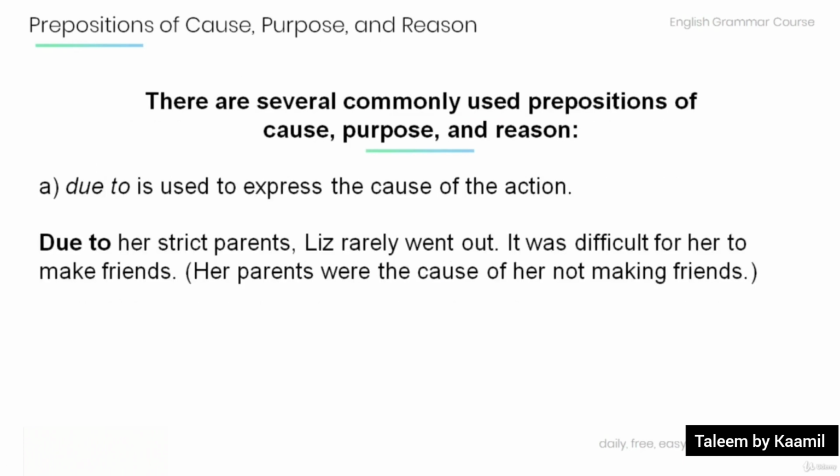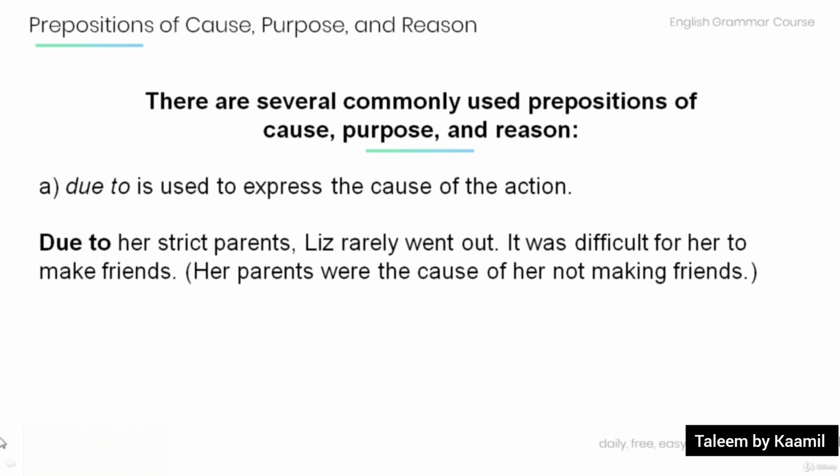Now there are several commonly used prepositions of cause, purpose, and reason. Now let's have a look at those uses. A. Due to. Now "due to" is used to express the cause of the action.